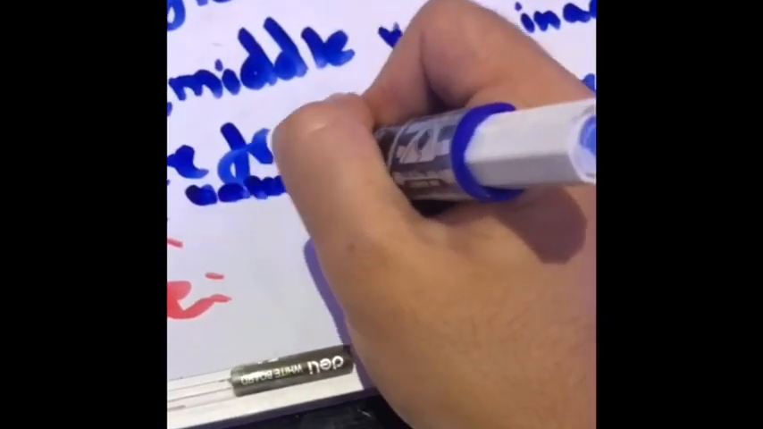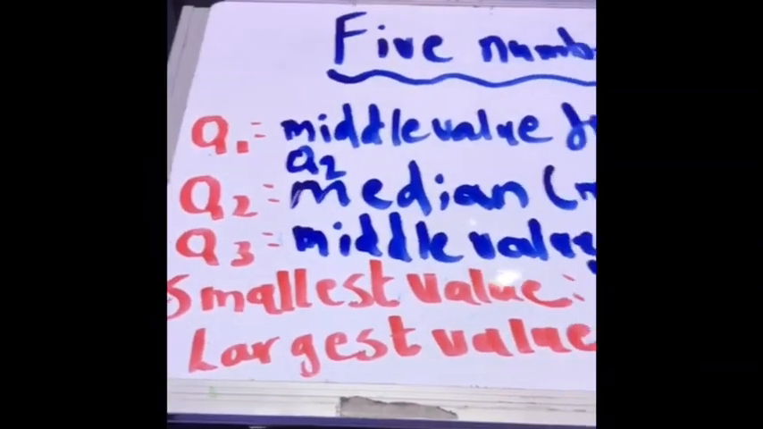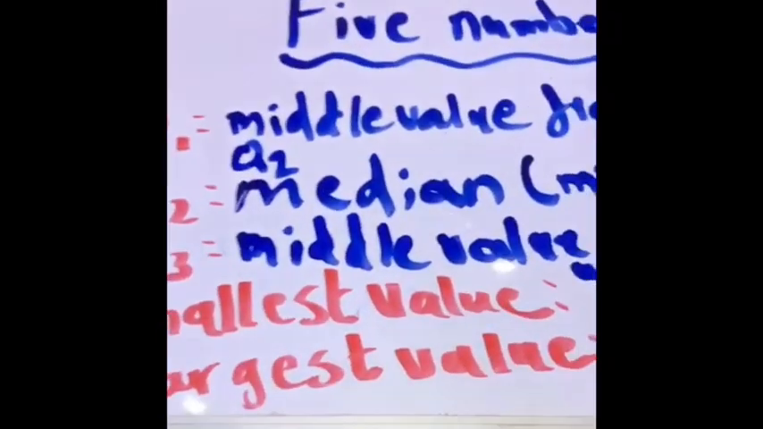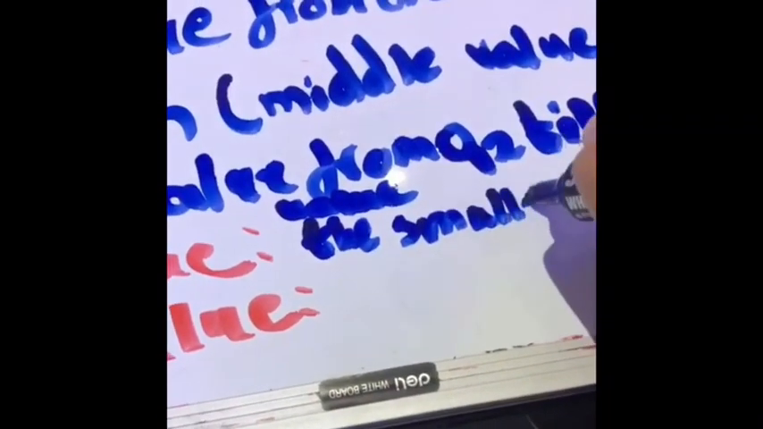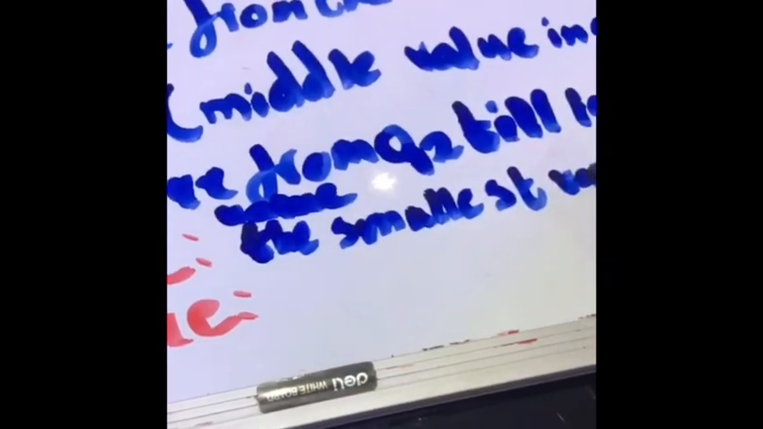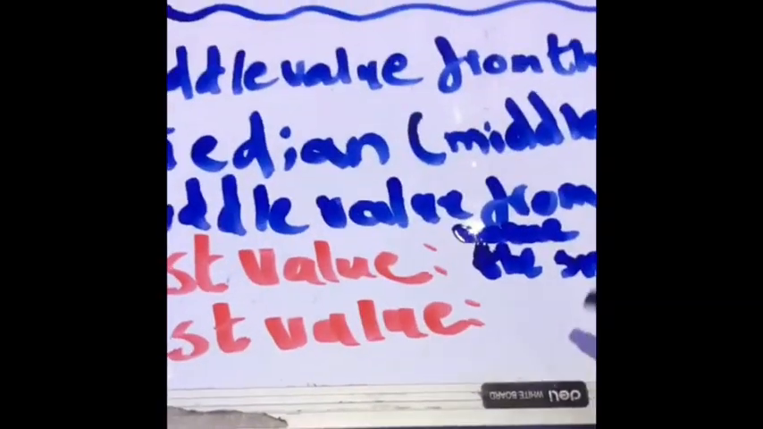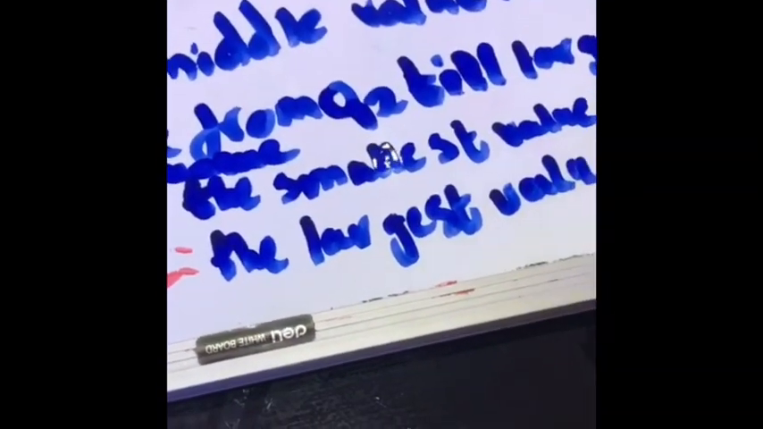And here we come to the smallest value. The smallest value is, as you can tell, the smallest value in the data. And the same goes for the largest value. The largest value in a data.